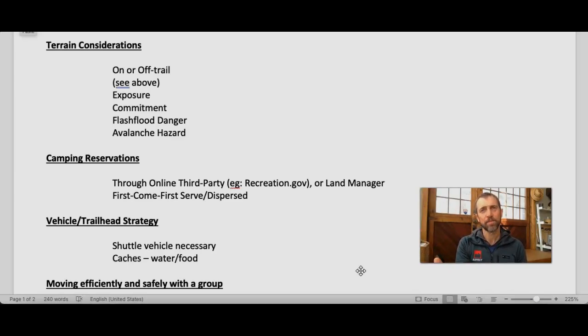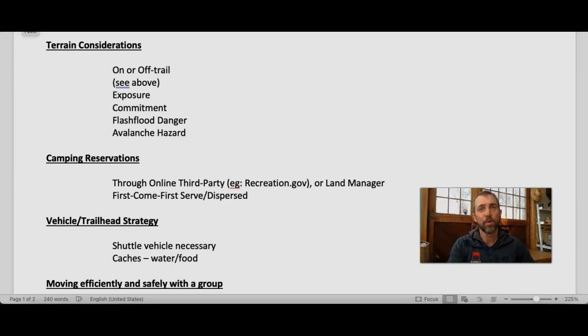Now a loop, a point A to point A, but following a loop around back to the trailhead, those are really great as far as seeing a lot of country, and you're not particularly committed because you can always backtrack if you don't make it to your halfway point.